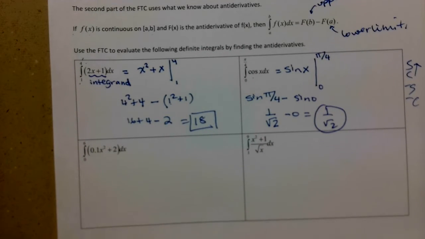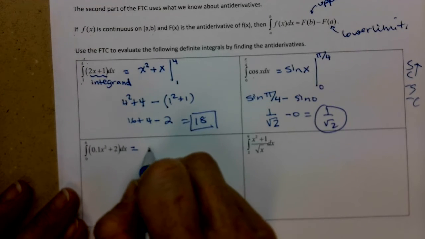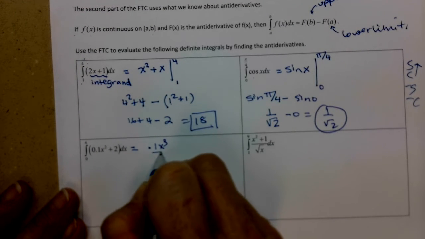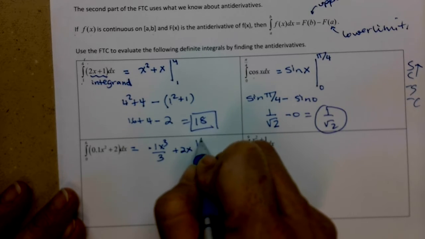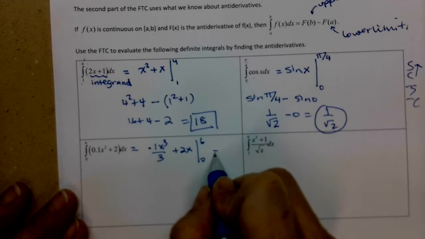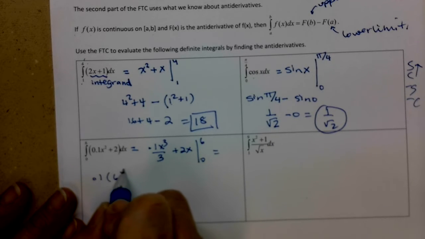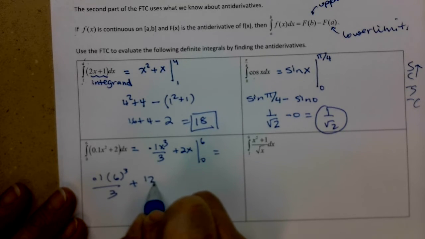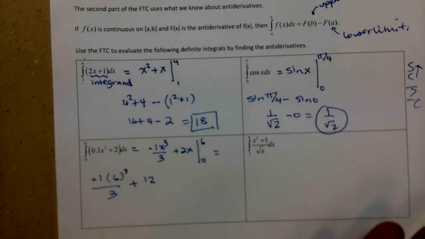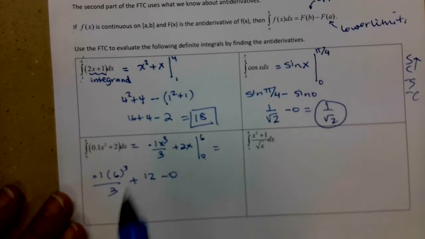Okay, I think you guys have got it. If you want to pause and try this next one. So it's a nice antiderivative, so 0.1 x cubed over 3 plus 2x between 0 and 6. So plugging in the 6, I've got 0.1 times 6 cubed over 3 plus 6 times 2, so that's a 12. These are polynomials, so at 0, this is 0. So minus 0, I'll put that just so I'm sure.